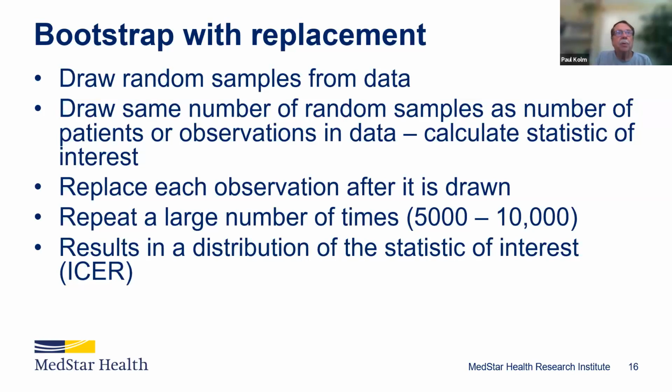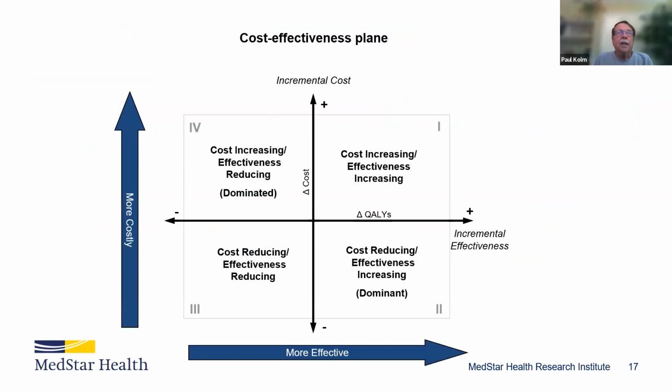In bootstrap with replacement, you replace each observation after it's drawn, putting it back into the pool, so you can see that when you do bootstrap with replacement, it's possible to get the same observations in different bootstrap replicates. But we do this a large number of times, usually 5,000 to 10,000 times, and it results in a distribution of the statistic of interest, primarily the ICER. And then we plot this distribution of 5,000 or 10,000 ICERs in what we call the cost effectiveness plane.